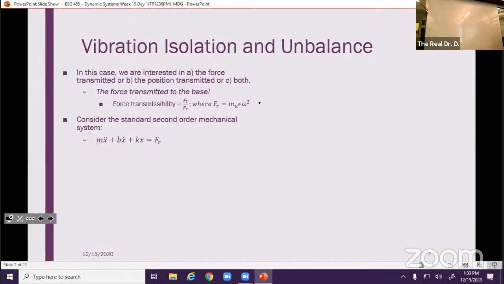So remember, the force transmissibility is Ft over Fr, where Fr is m sub u, the mass of the unbalanced portion, times epsilon times omega squared.